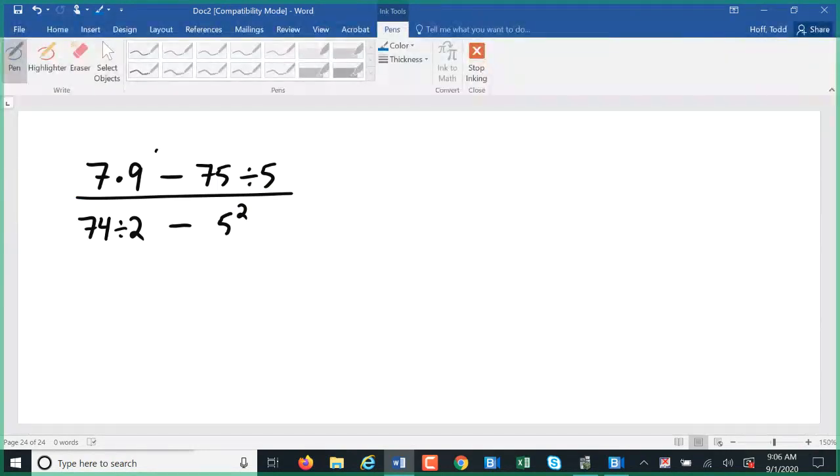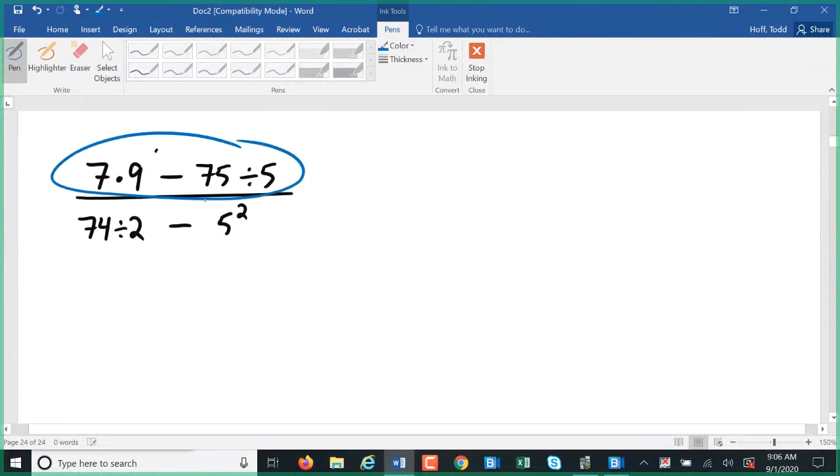It is also an enclosing symbol. It separates part of the problem from the rest of it. It's telling us we have to do everything on top separately from everything on bottom. Once we have done each of those things, then we can divide those results.